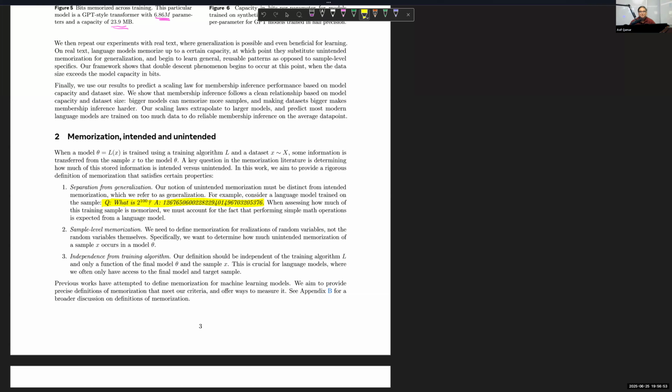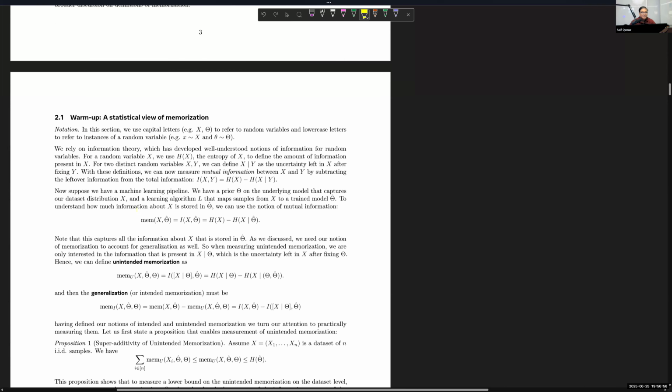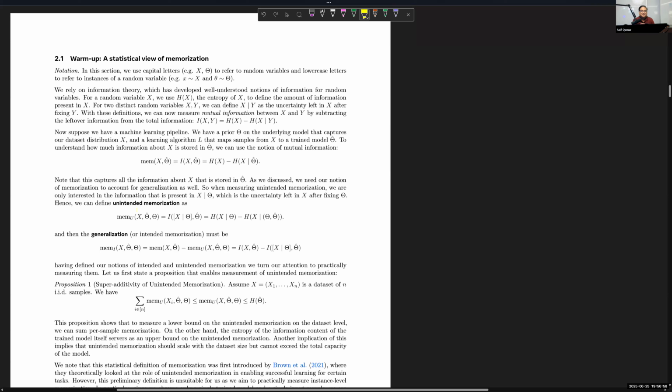And that is the key contribution of the paper. As a warm up, they say there's a statistical view of memorization, which is using mutual information. I won't go through all of it, but I'll give a flavor of it. Let us say that you have a random variable x, which has a certain distribution, data. The information inherent in that, you measure using entropy, which is the amount of information present in that data set x.